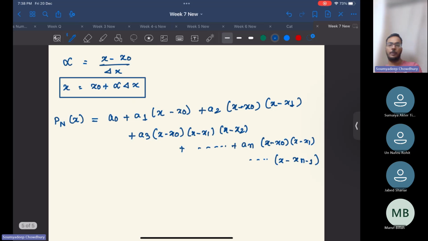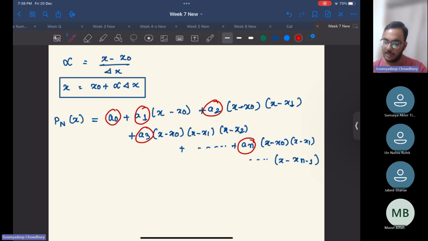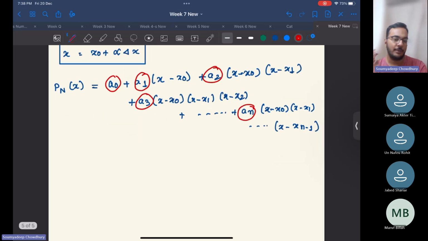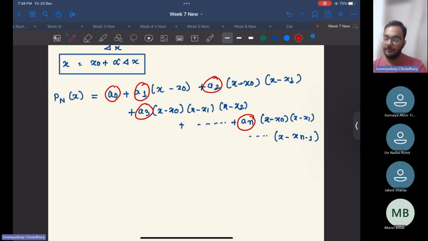So if this is my polynomial, we need to find out this polynomial. In this polynomial, we have to find out these coefficients, that is a naught, a1, a2, a3 up to an. If we can find this, our job is done, right? Then we know the values of x naught, x1, the tabulated values, so we can easily find it out. So how can we find it out?